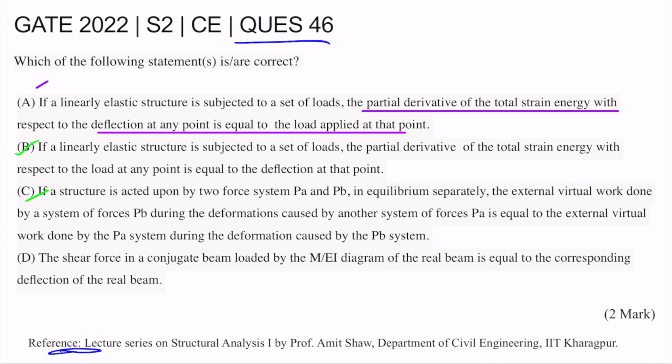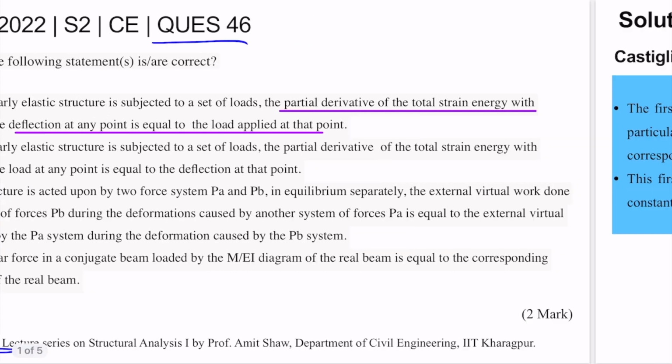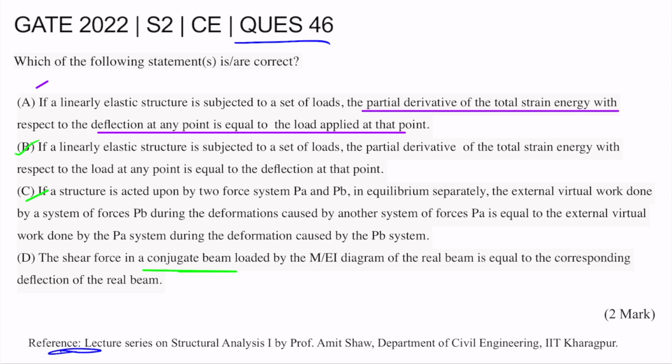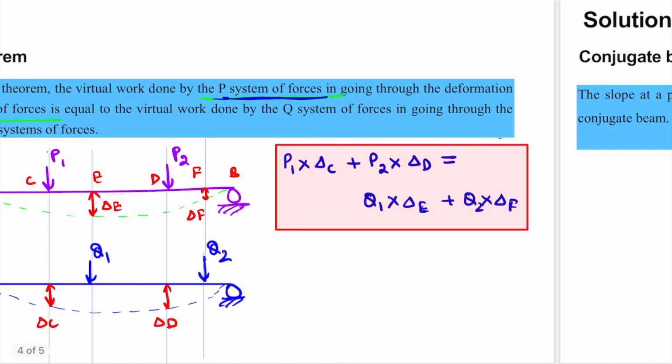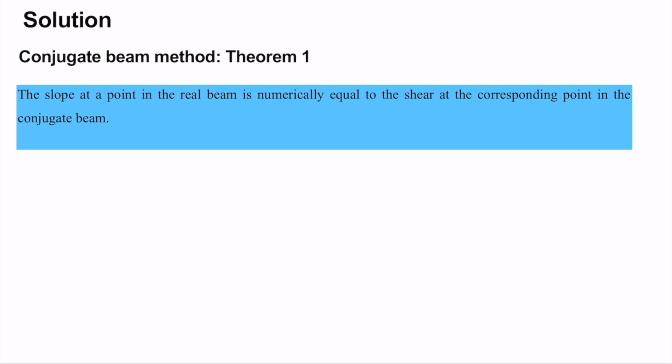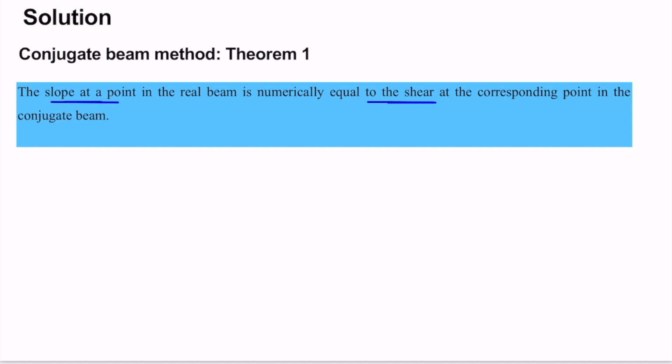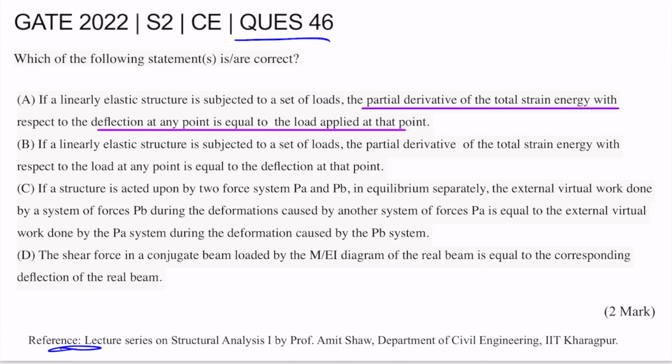Now let us analyze our last option, option number D, which is based on the conjugate beam method. The first theorem for the conjugate beam method says that the slope at a point in the real beam is numerically equal to the shear at the corresponding point in the conjugate beam. So shear in the conjugate beam is equal to slope at a point. But in our statement it is given that the shear force in the conjugate beam is equal to deflection in the real beam, when it should be slope in the real beam. Therefore statement D is wrong.